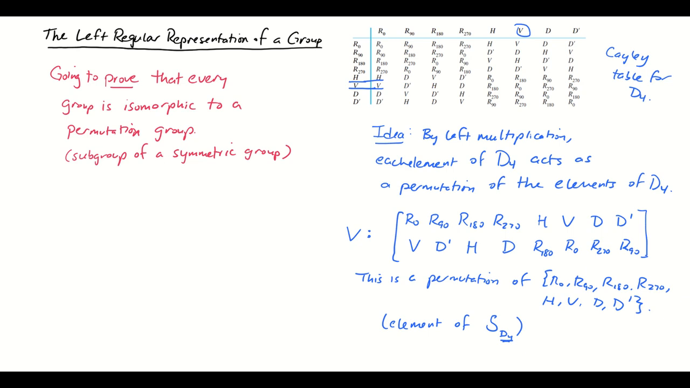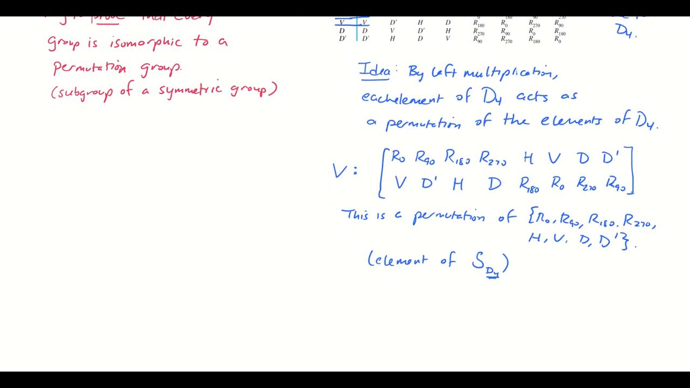I could even, if I wanted, represent V's permutation in disjoint cycle notation. So I could take V and say V as a permutation is really the product of these cycles. So I've got R0 going to V, and then V going back to R0, so V flips those two. V takes R90 to D prime, and then D prime back to R90. V takes R180 to H, and then H back to R180, and finally V takes R270 to D, and then D back to R270. That would be V in disjoint cycle notation.